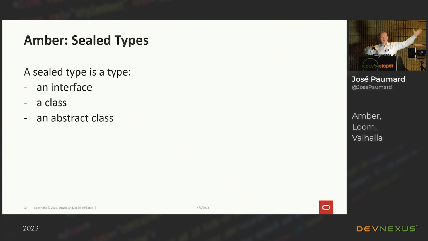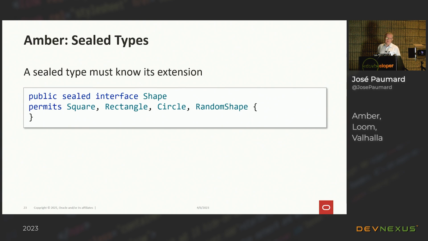All right. So a sealed type can be any type. In Java, you have classes, abstract classes, and interfaces. By the way, records can implement any interface. They cannot extend an abstract class, but they can definitely implement an interface. And here is how you can define an interface called Shape that is sealed. Along with the declaration that this type is sealed, you also need to add the elements that are permitted to extend this type. So here the type is an interface, and only Square, Rectangle, and RandomShape can implement this interface.